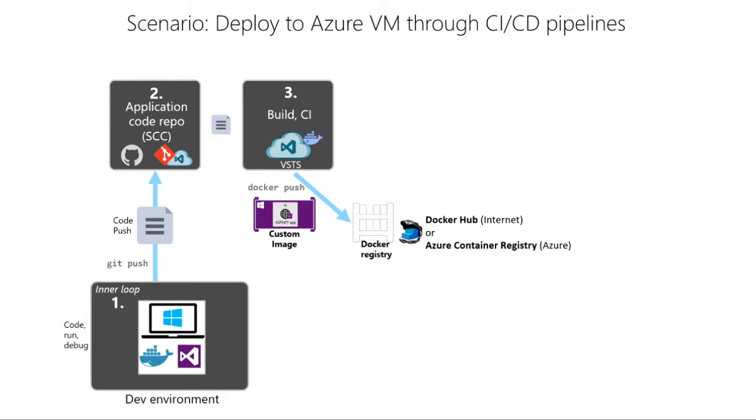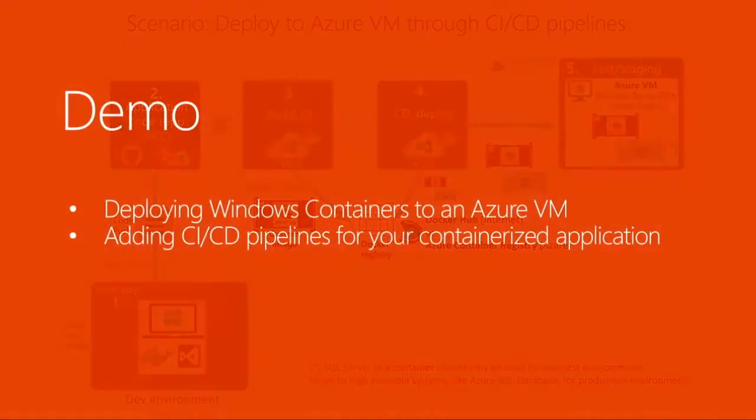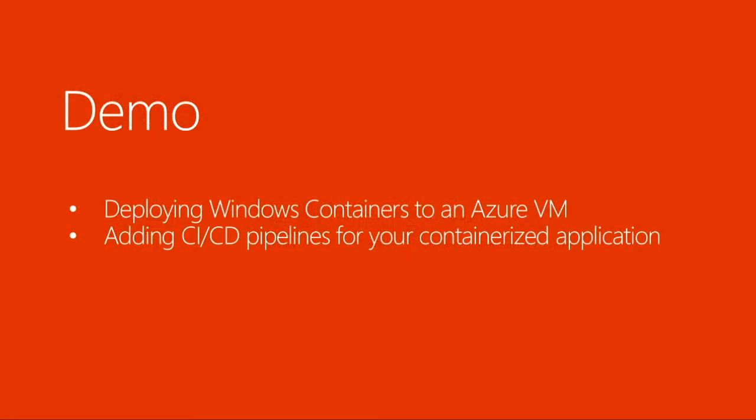And once you have that image in the Docker registry, either Azure Container Registry or Docker Hub, then you have your continuous deployment or deployment pipelines, and you will deploy that into either a VM, like I'm going to do now, a VM for testing, or later on, I will show you how you can also do that with orchestrators for containers. So let's do a demo about that.